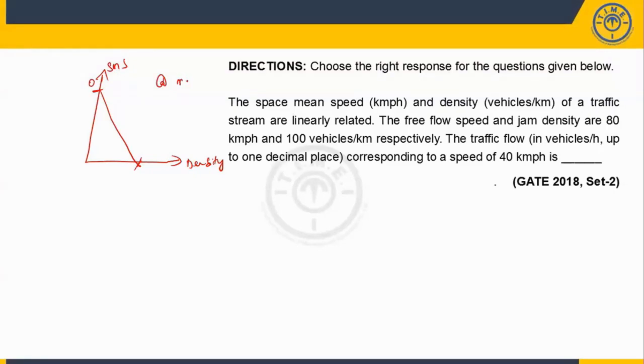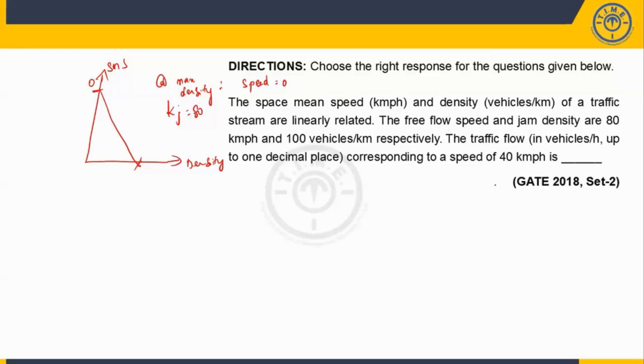At maximum density, when the vehicles are maximum, you will go to a speed of zero. When is the vehicle count maximum? At red light stopping condition. When you have maximum speed, the density will be much lesser. So the free flow speed and jam density are given. Maximum density is given to you, that is jam density Kj.